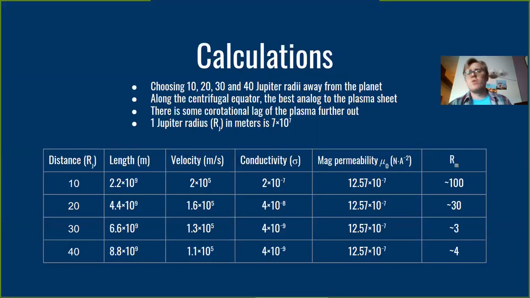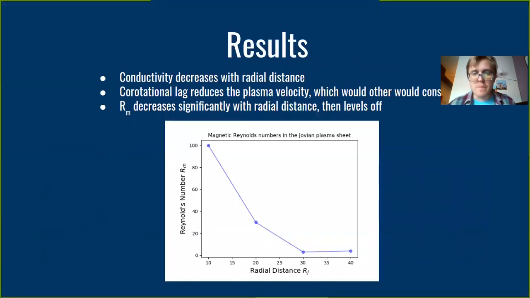What we see is that there's some co-rotational lag as we move further out. Not a drastic difference in that velocity, but a difference nonetheless. And then what we see is that obviously we drop off by a couple orders of magnitude from 10 to 40 RJ, but maybe we're tending to level out beyond 30. So a few more data points would probably help really solidify that. But if we plot up those 4 points that I've done here, this is the result that we get.